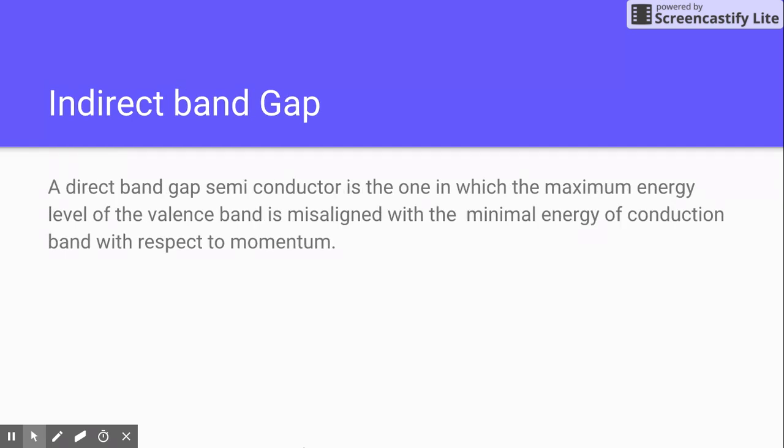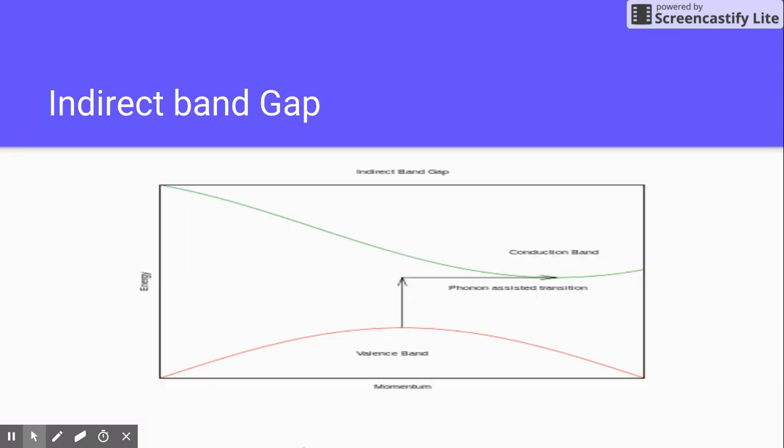Now that we have discussed direct bandgap semiconductors and their properties, we move on to indirect bandgap semiconductors and their properties. An indirect bandgap semiconductor is one in which the maximum energy level of the valence band is misaligned with the minimal energy level of the conduction band with respect to the momentum. For a better understanding, observe this picture. In this picture, the conduction band has been displaced by some amount with respect to the momentum vector. So the valence band and conduction band are not aligned.